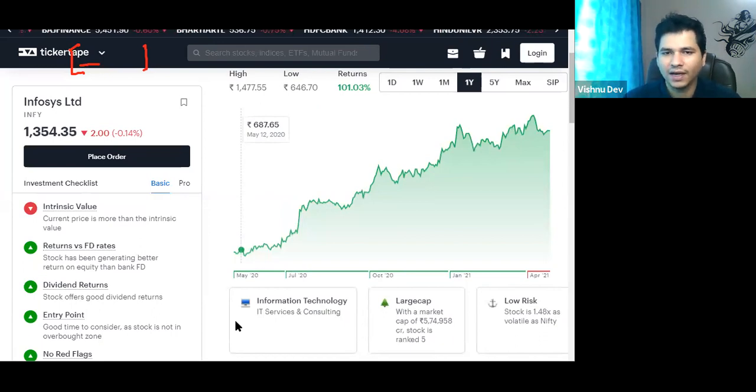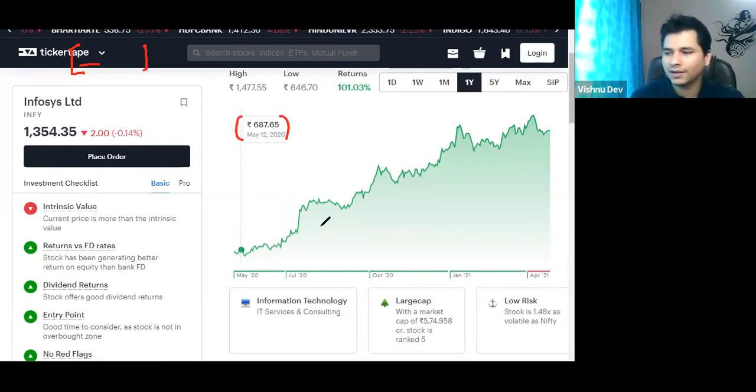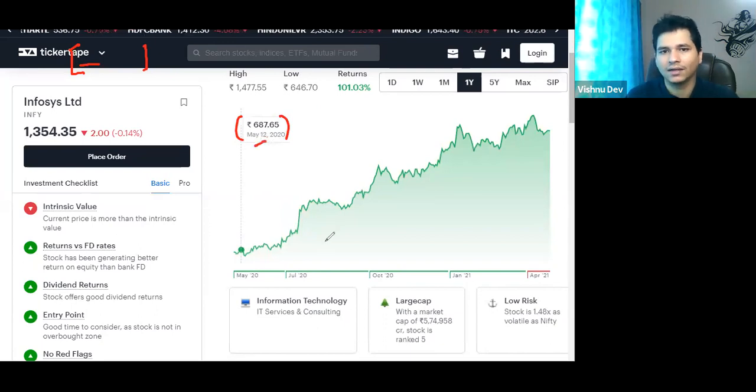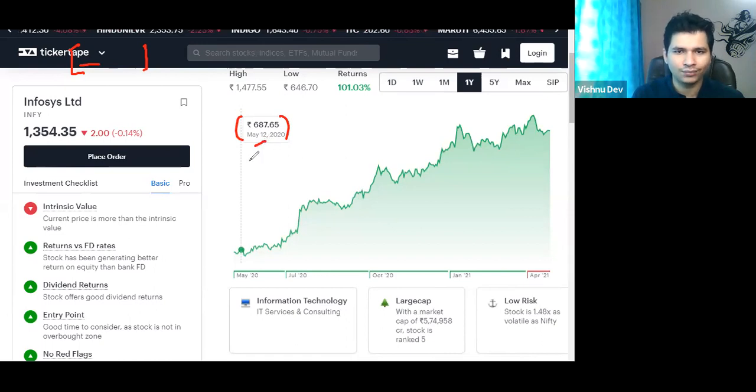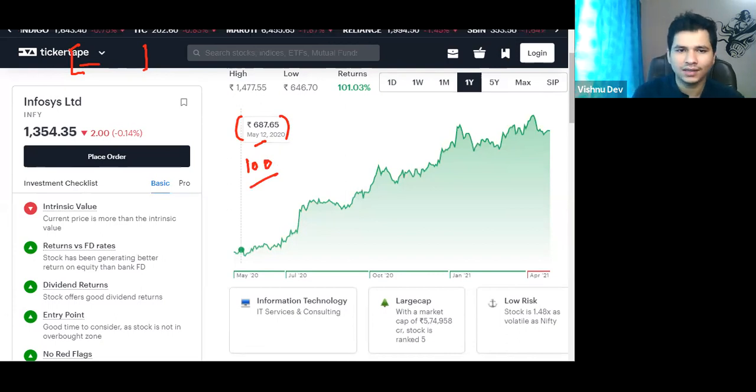687.65. May 12th, 2020. Can you see this? So what is the price on May 12th, 2020? See, the price has gone up, sometimes it has gone down. Now think about it. Suppose someone bought 100 shares over here. What would be the amount they would have invested? 100 shares, 68,000. Sir, 68,700.